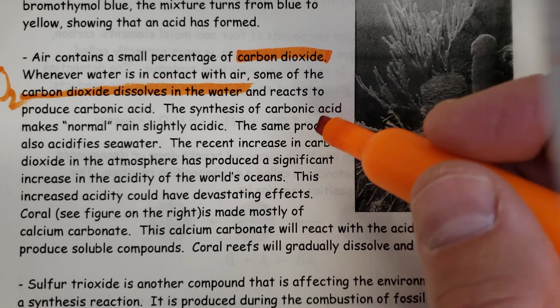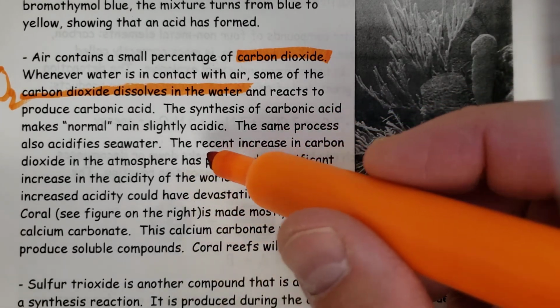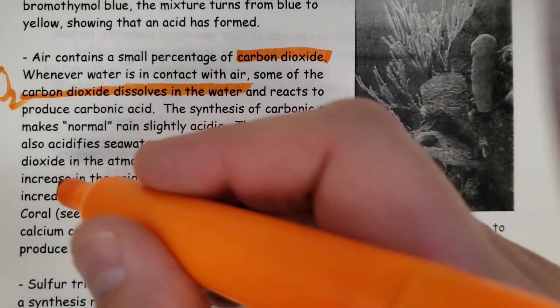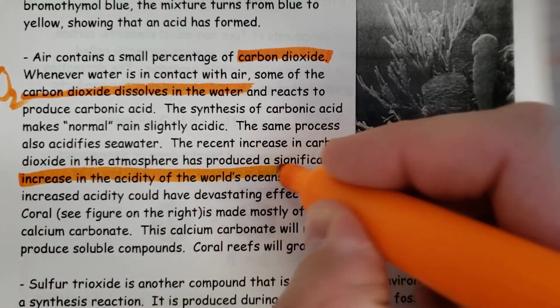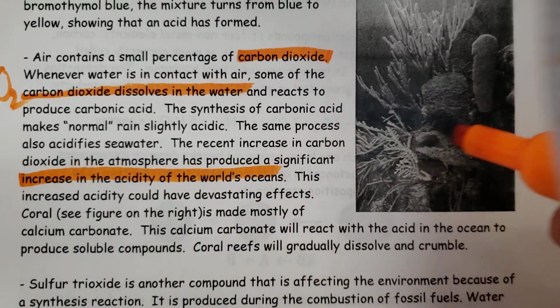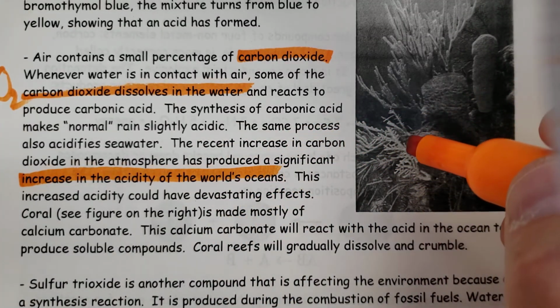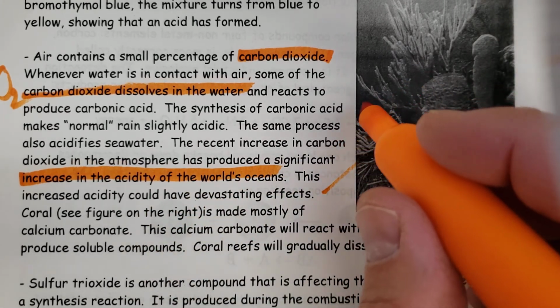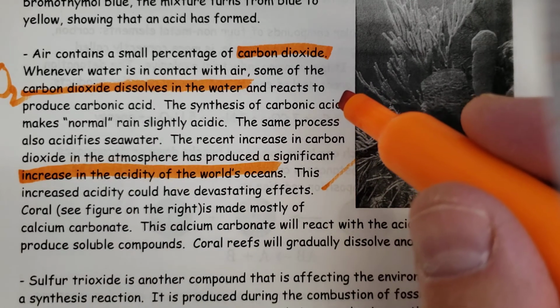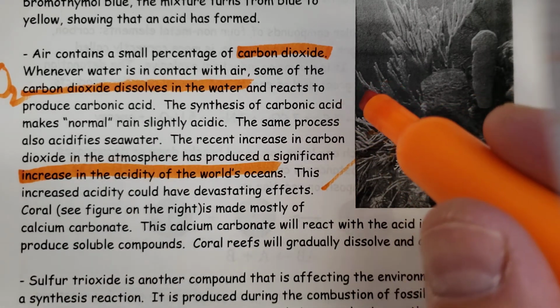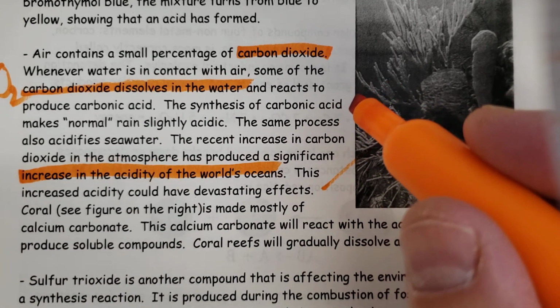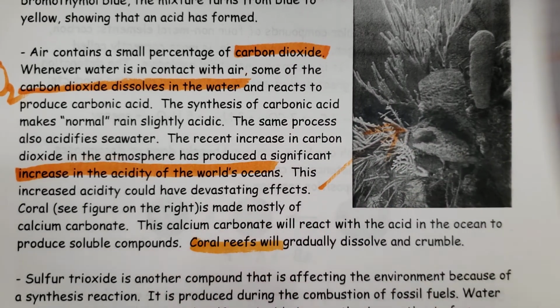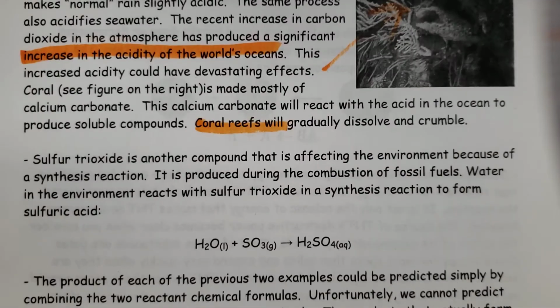The recent increase in carbon dioxide in the atmosphere has produced a significant increase in the acidity of the world's oceans. This increased acidity could have devastating effects. So for example, coral right here in the sea is made of calcium carbonate. The calcium carbonate reacts with the acid in the ocean to produce soluble compounds. What happens is that coral reefs gradually dissolve and crumble.